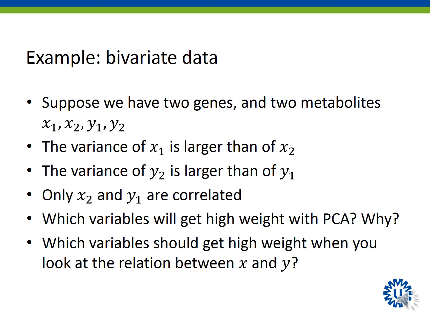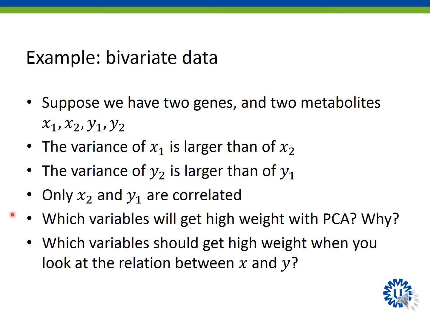To give an example, we consider, again, bivariate data. Suppose we have two genes and two metabolites. We have gene 1 is X1 and gene 2 is X2. For the metabolites, we have Y1 and Y2. Now suppose that the variance of X1 is larger than the variance of X2, and the variance of Y2 is larger than the variance of Y1. Furthermore, let's say that only X2 and Y1 are correlated. So gene 2 is correlated with metabolite 1.